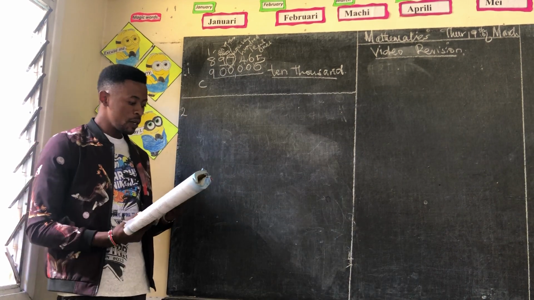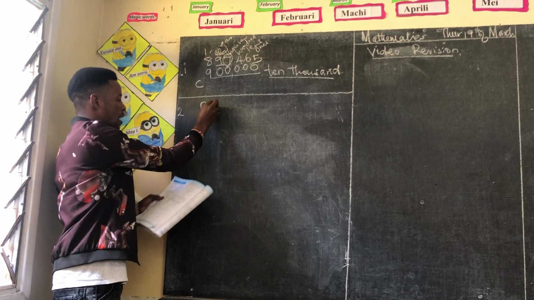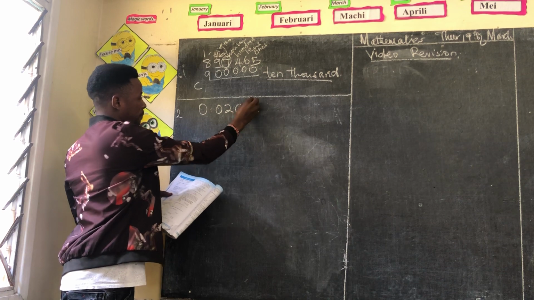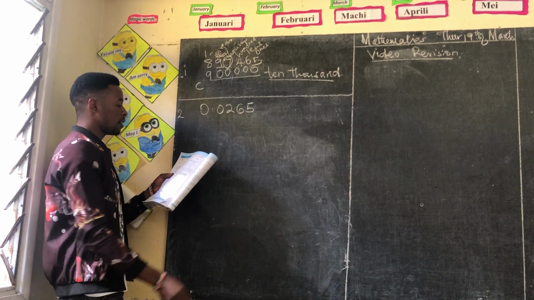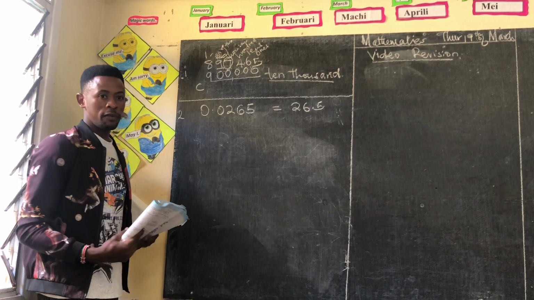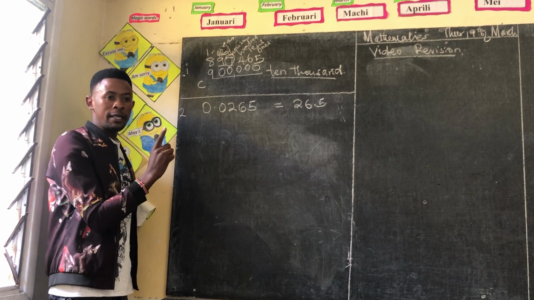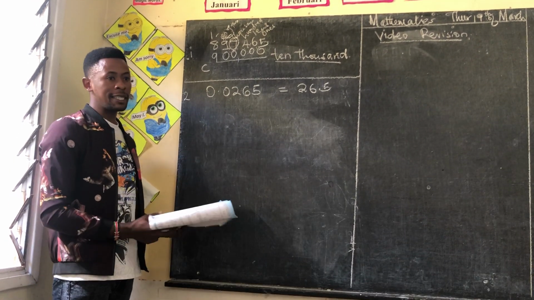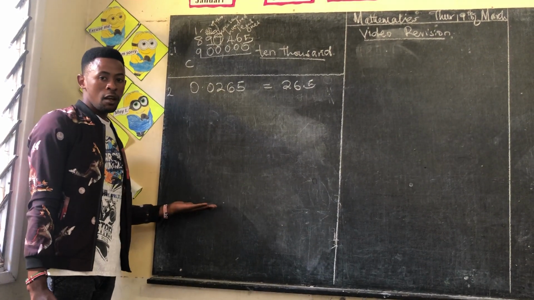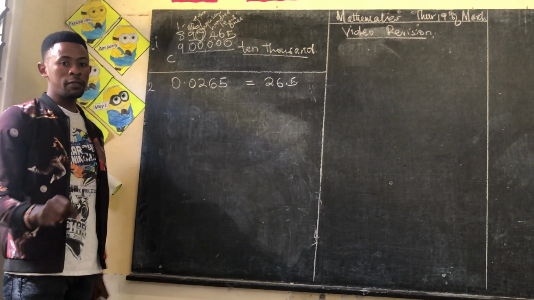Number 2, the question was, what do we multiply 0.0265 by to get 26.5? We've dealt with decimals, and we've always said that for a decimal to shift, it requires a 10. A decimal will shift one time, either to the right or to the left, depending on the number of tens, or whether you're multiplying or dividing.